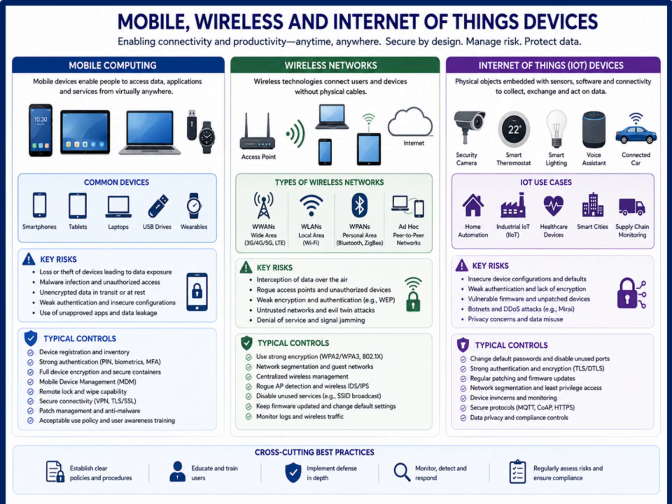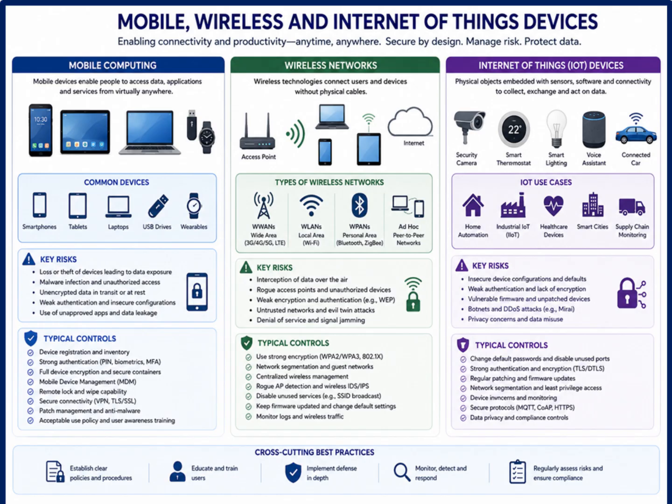Common wireless risks include rogue access points, weak encryption, evil twin attacks, signal jamming, and insecure configurations. To protect wireless environments, organizations should use strong encryption standards such as WPA2 or WPA3, implement network segmentation, disable unnecessary services, monitor wireless traffic, and regularly update firmware and access point configurations.